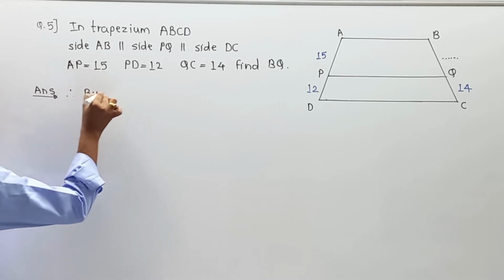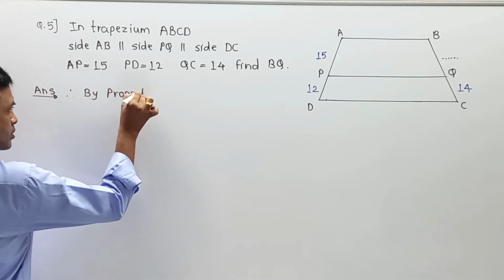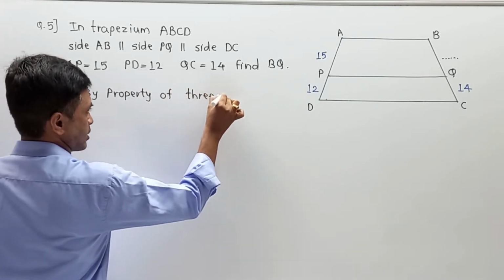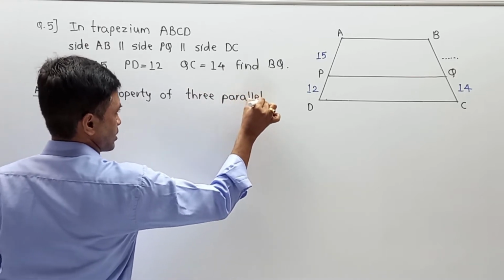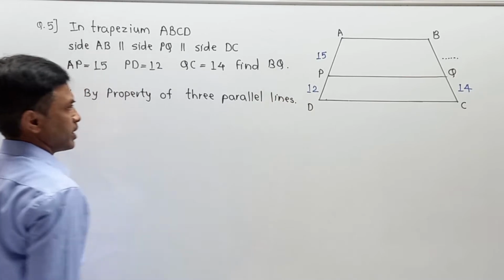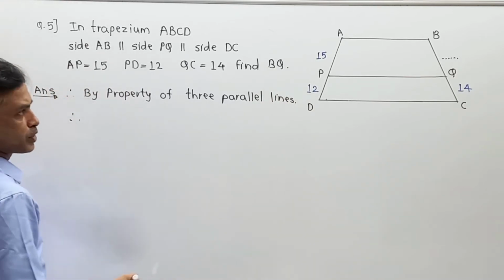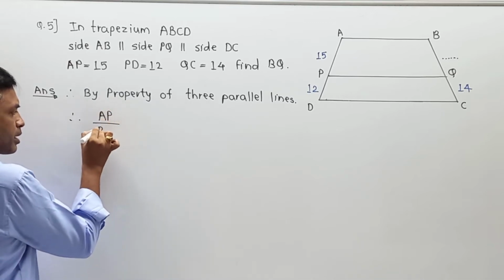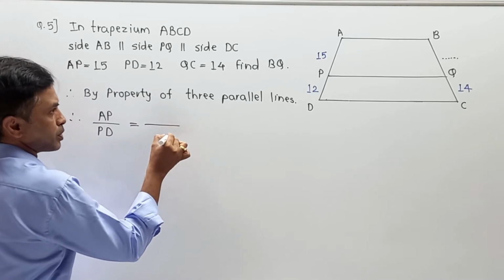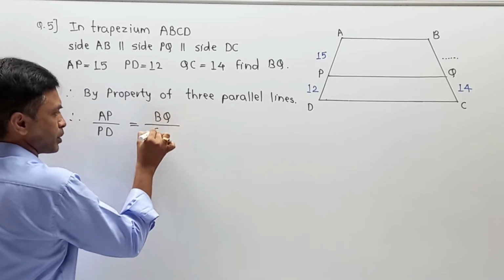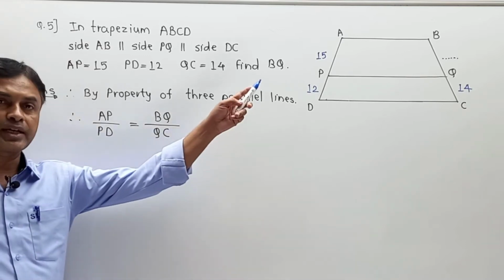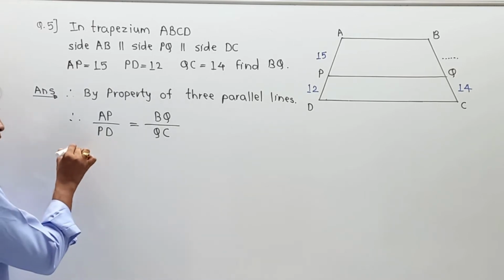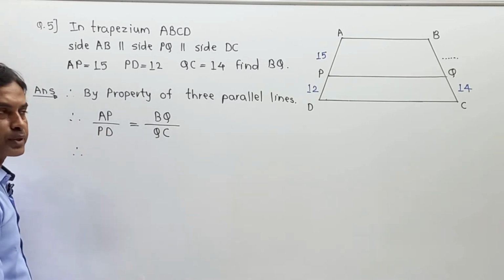therefore by the property of three parallel lines, we know that AP upon PD is equal to BQ upon QC. Once again student, every time you are supposed to draw the diagram first, and after drawing the diagram, try to understand the next numerical. You can pause the video as per your respective timetable.